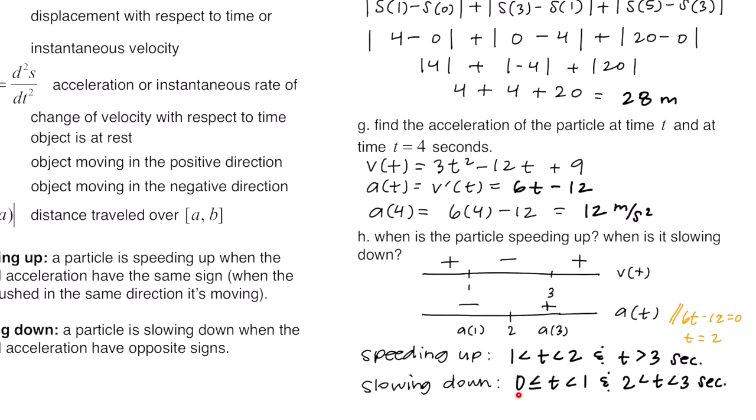And then one last thing, I checked at 0. So when you plug in 0 to velocity, you get positive 9. And when you plug 0 in for acceleration, you get negative 12. So they do have opposite signs, so I included 0 in this interval. So 0 less than or equal to t less than 1, and then also when t is between 2 and 3 seconds.